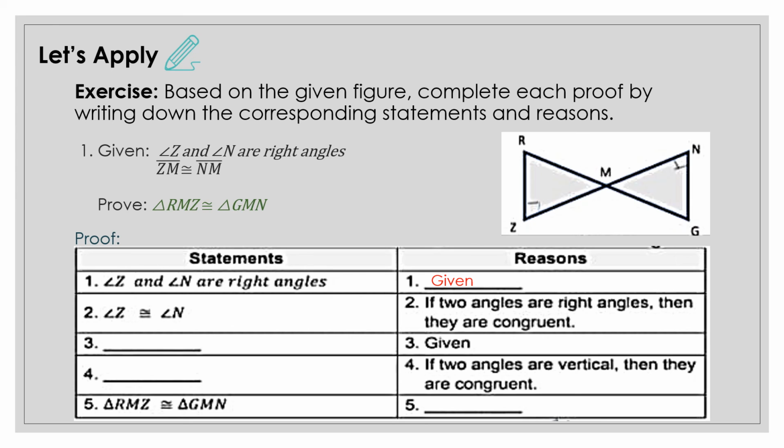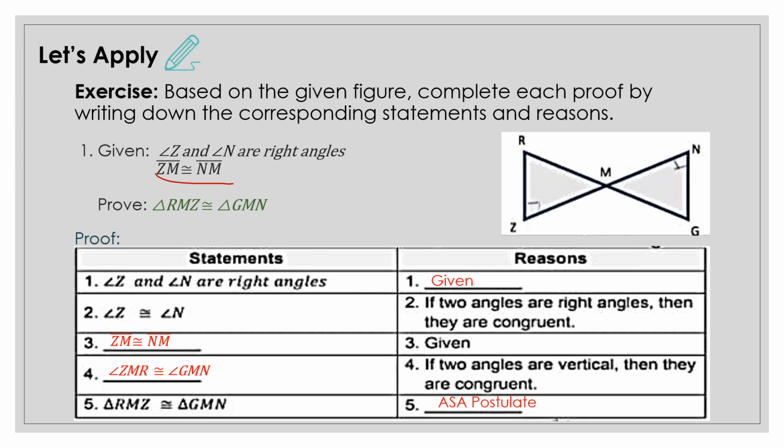How about number two? Angle Z is congruent to angle N. And it's if two angles are right angles, then they are congruent. That is for our reason. And for number three, given. That's right. So given, line segment ZM is congruent to line segment NM. That's given. And for number four, the reason is if two angles are vertical, then they are congruent. So what's our answer? That's right.